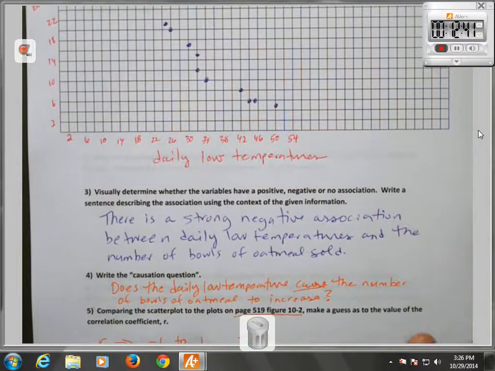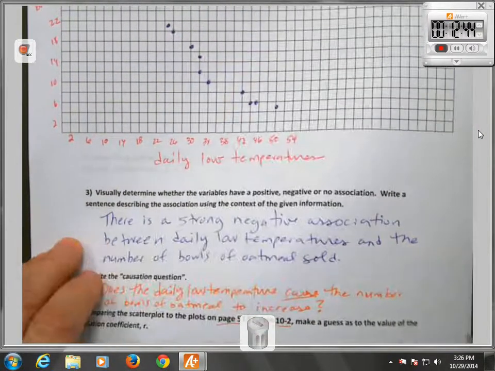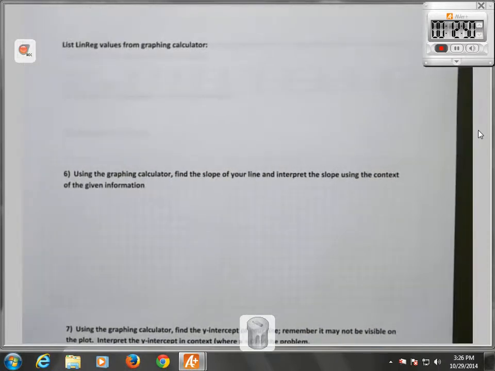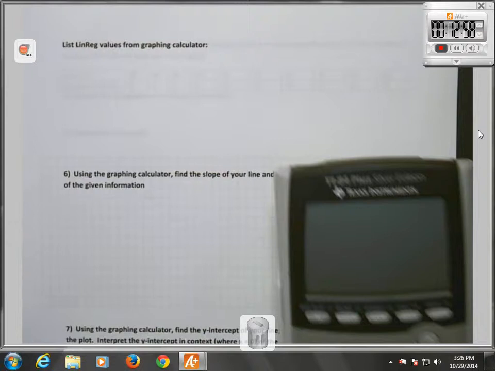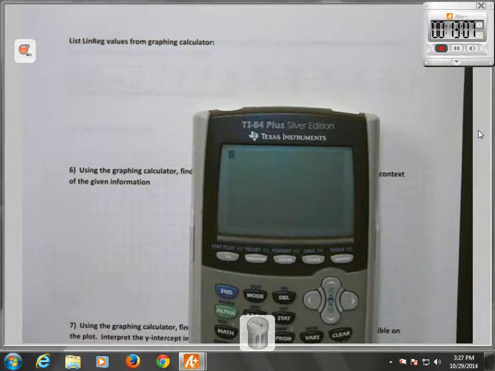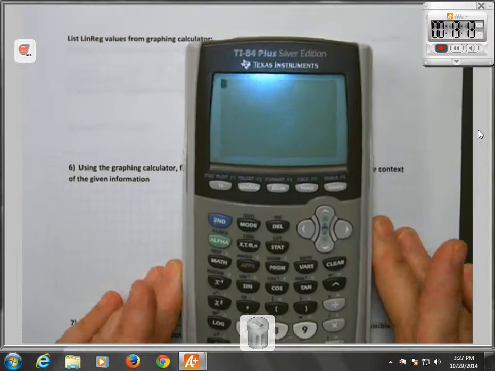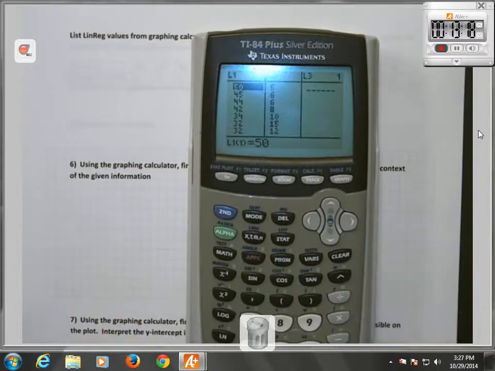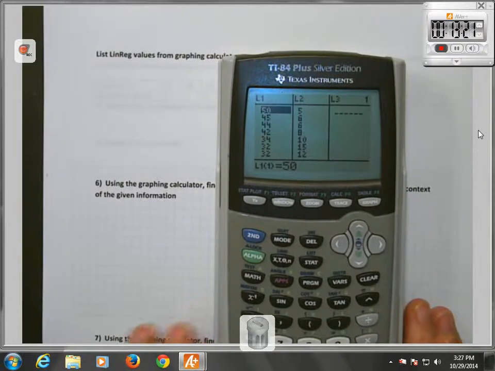Okay, step 6. This is where we're going to use the graphing calculator pretty extensively here. So hopefully you saw this demonstrated in class. If not, you're going to see it demonstrated right now, and then you'll have an opportunity to work with the calculator in class. So I have already entered the lists. So we have those two lists of data, the low temperatures and the number of bowls of oatmeal. You access your list by hitting the Stat key. Stat, enter, and you can see that list 1 and list 2 are those two data sets.